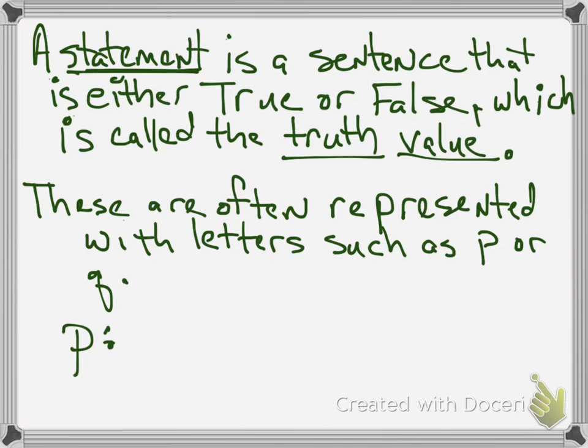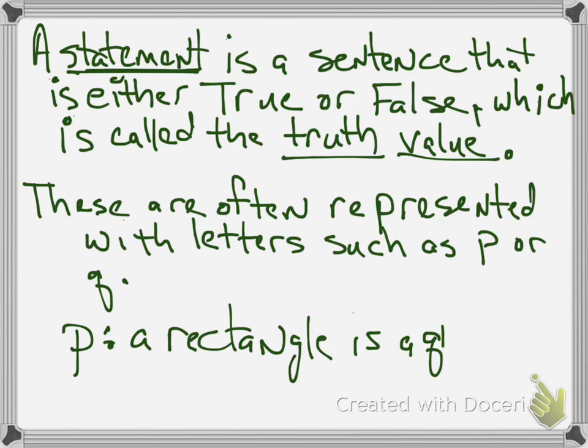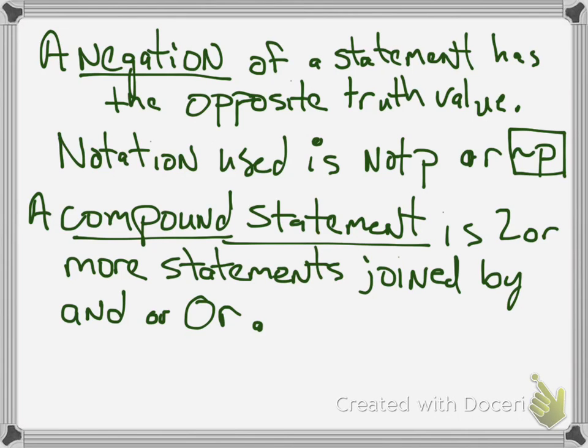So now, a rectangle is a quadrilateral. So that could be just a statement. And then when I see P and Q, you could write out the statements and join them together, that type of thing. Okay, so a negation of a statement has the opposite truth value. The notation used is not P, or that squiggly line P. Notice it's only a single squiggly.